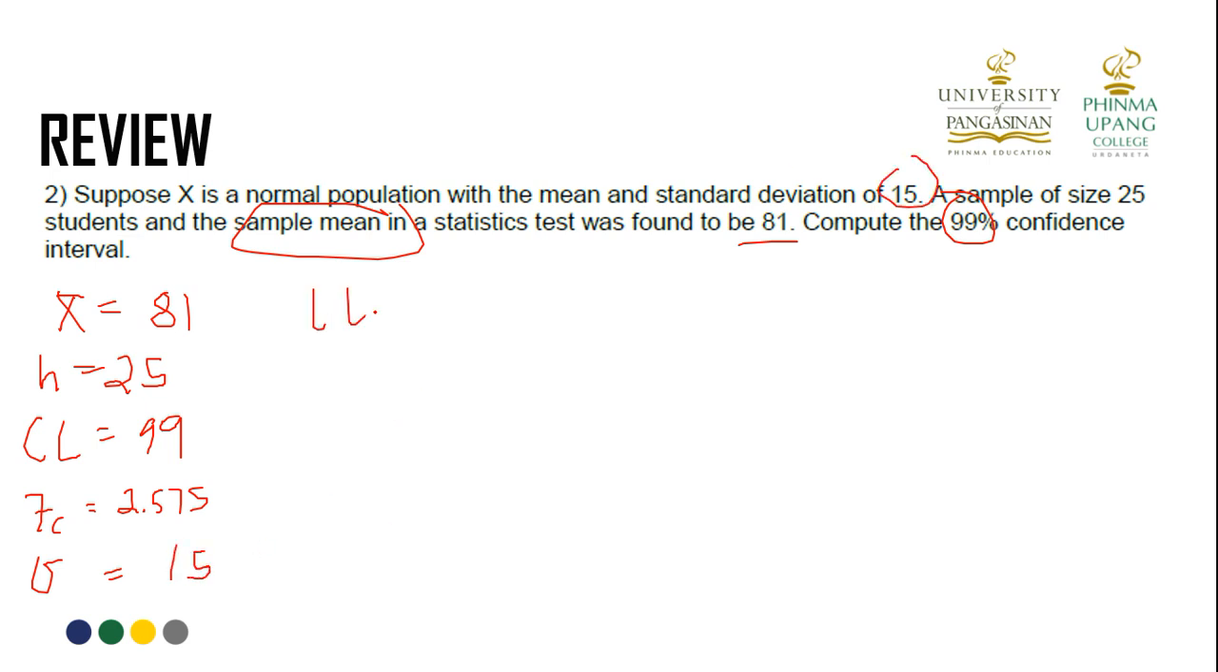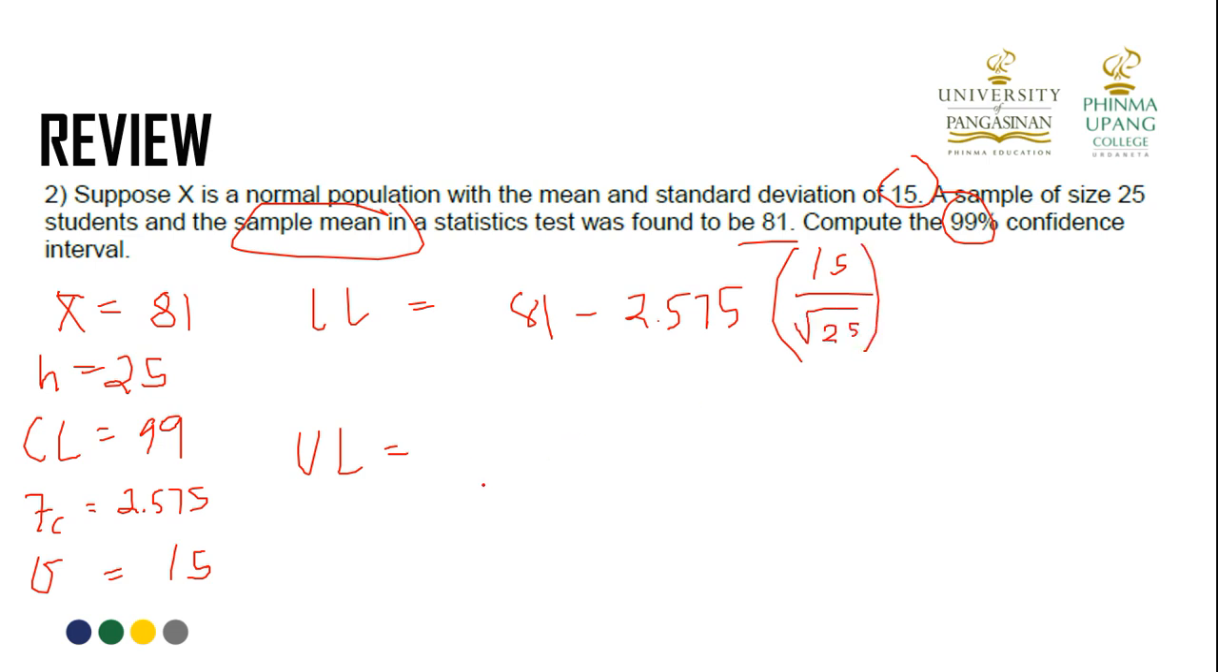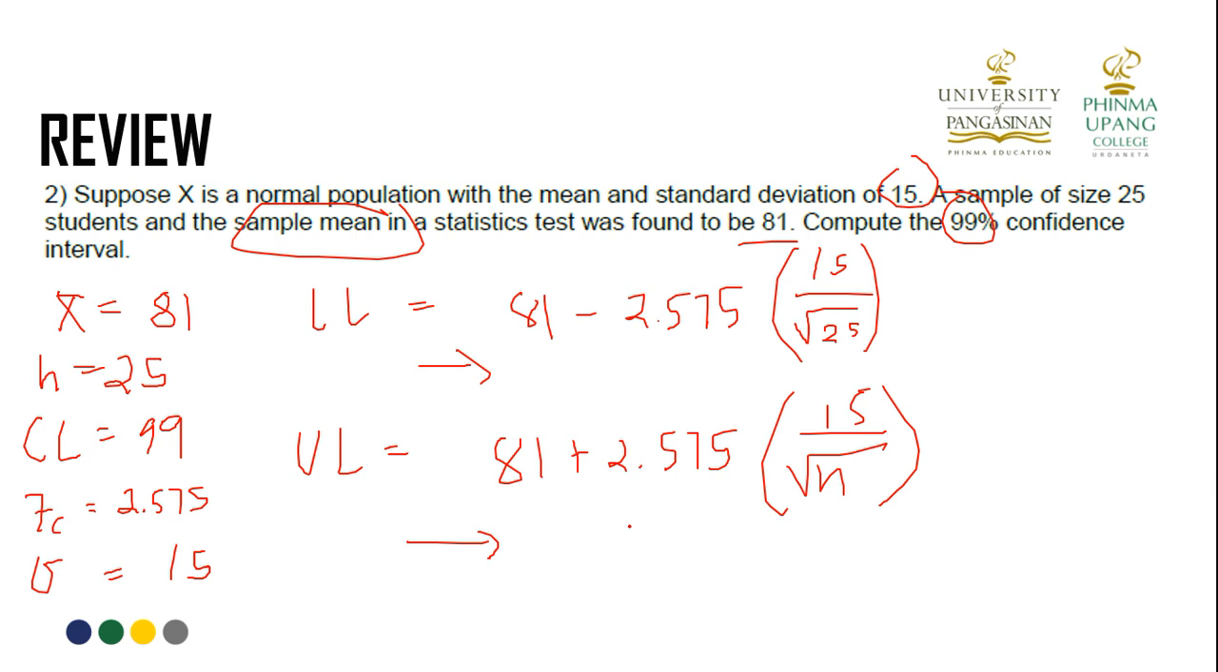So LL then UL. Please solve the LL and the UL. X bar, this is 81 minus 2.575 times the standard deviation of 15 over the square root of n, which is 25. This is 81 plus 2.575 times 15 over the square root of n. Can you give me the LL and UL?